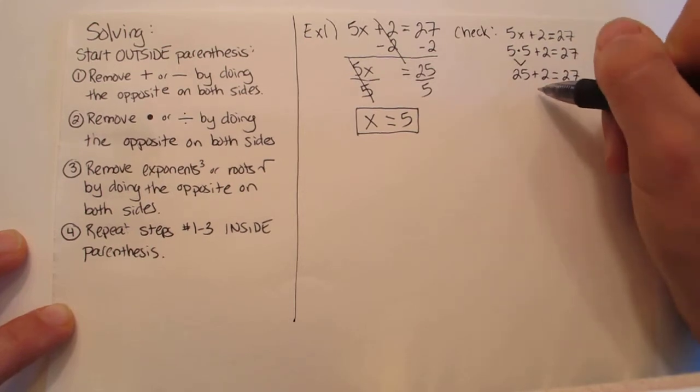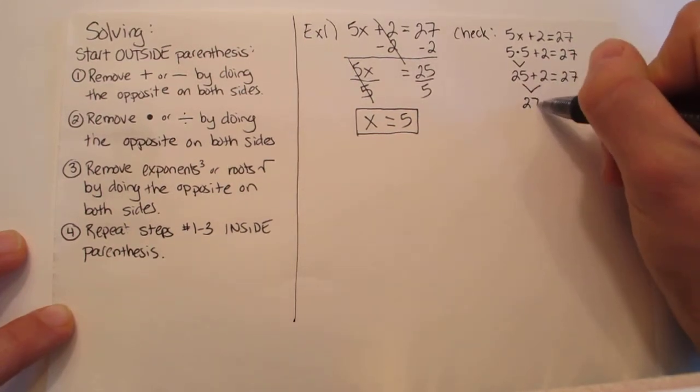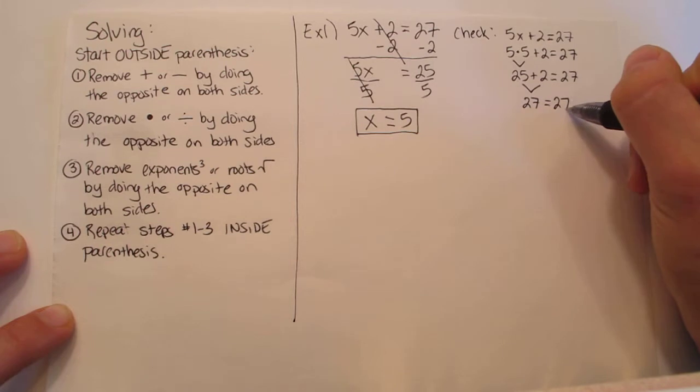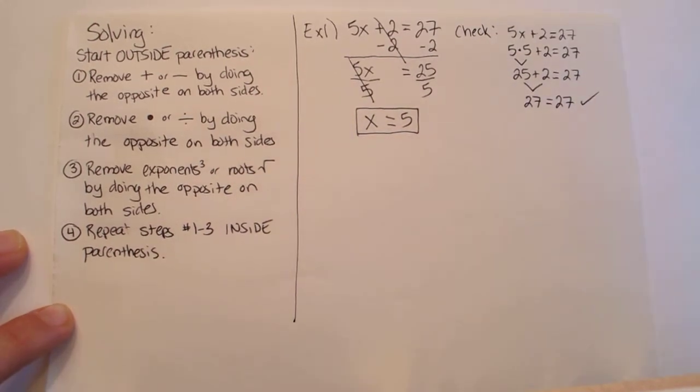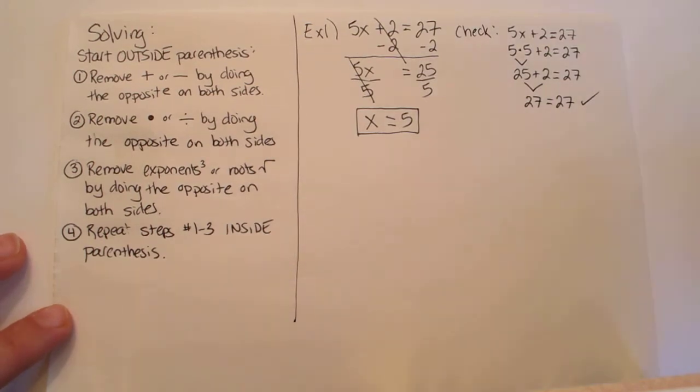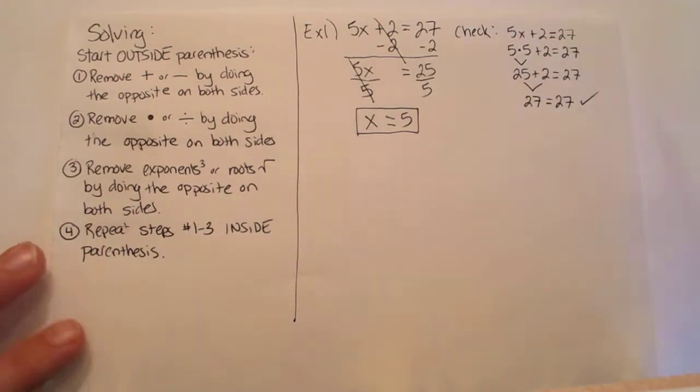And now I've got 25 plus 2. 25 plus 2 is 27. And since the left expression is equal to the right expression, I know I've done the problem correct. So let's look now at example 2.